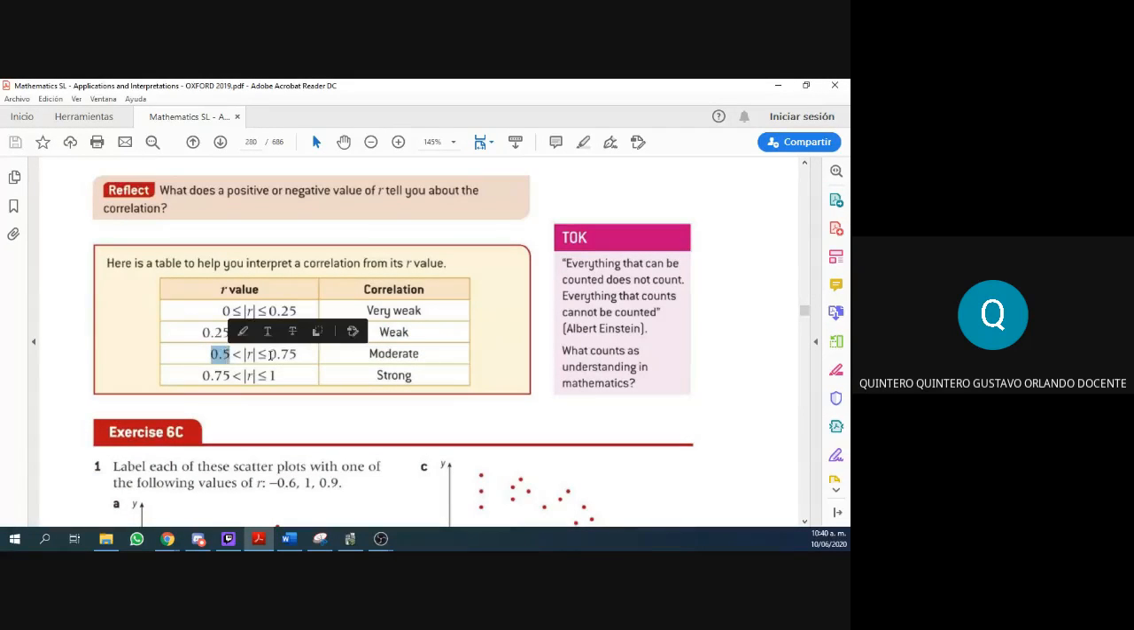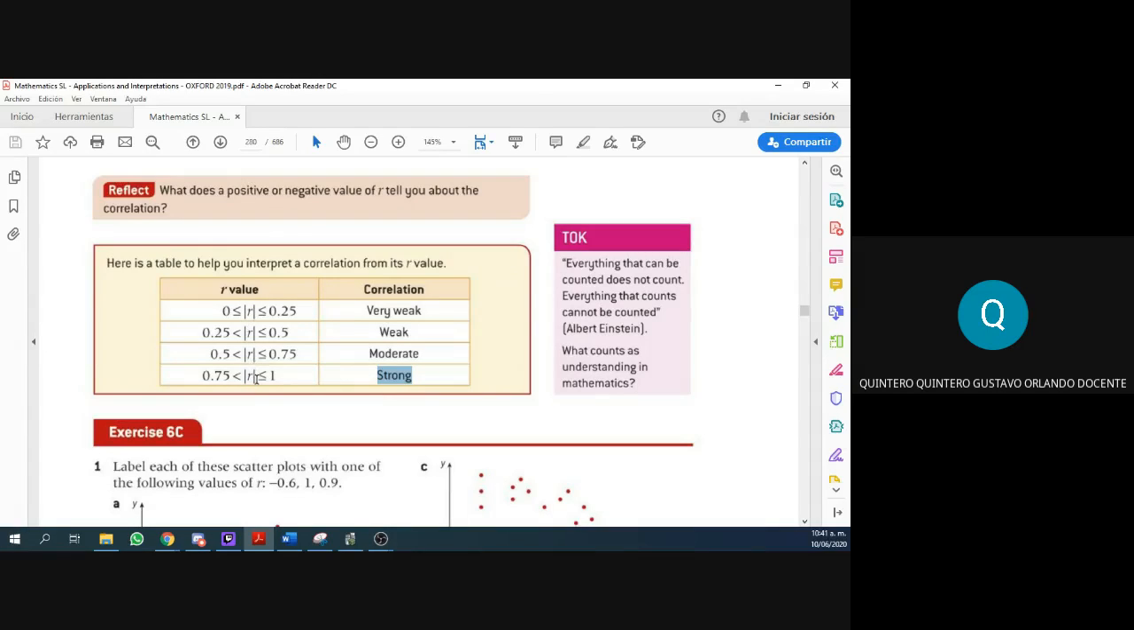Between 0.5 and 0.75, this is a moderate correlation. So now the scatter plot kind of looks like a line. It is a moderate correlation. But if it is between 0.75 and 1, we can say the correlation is strong. All right, guys, these are the values of R. Now, I will teach you how to find the values of R in a minute. I'm not going to do it right now.